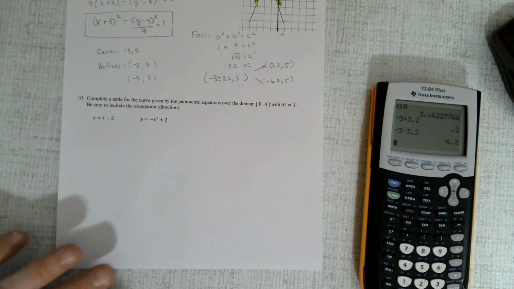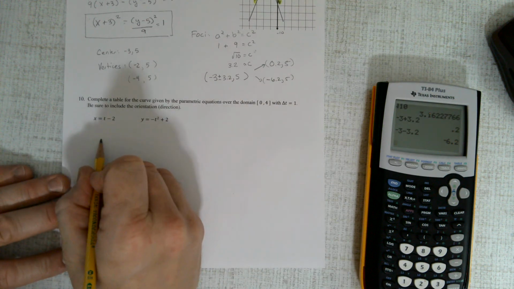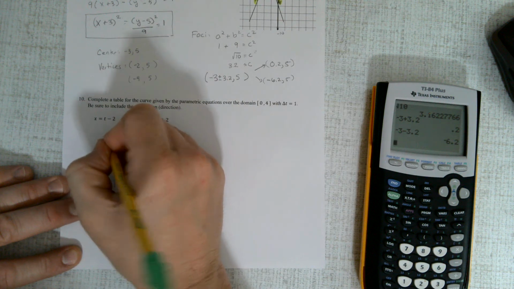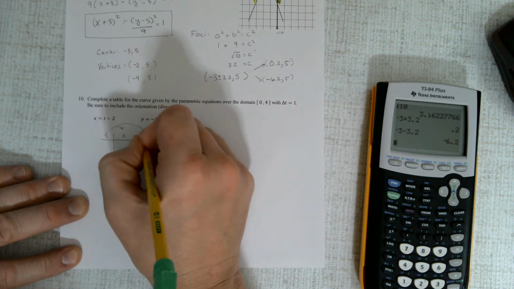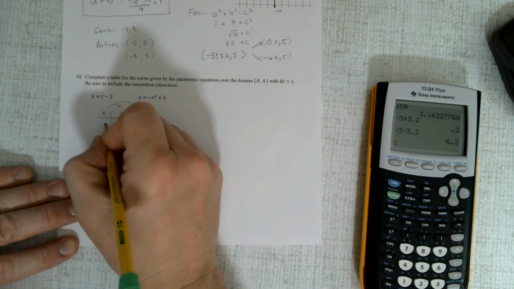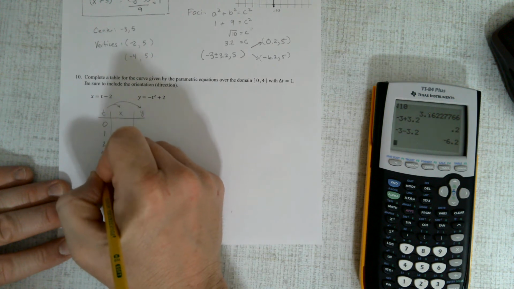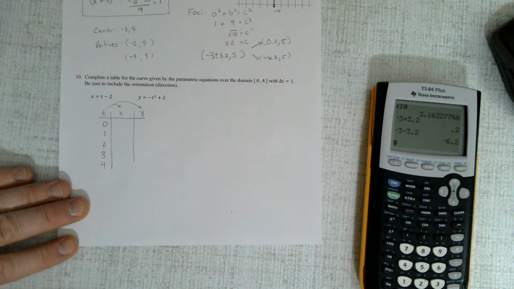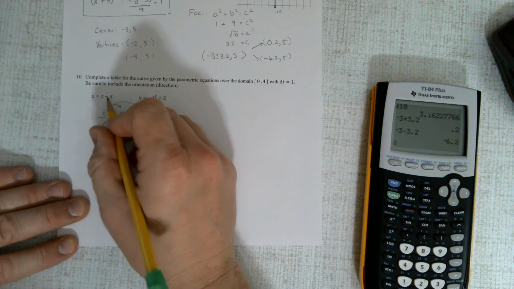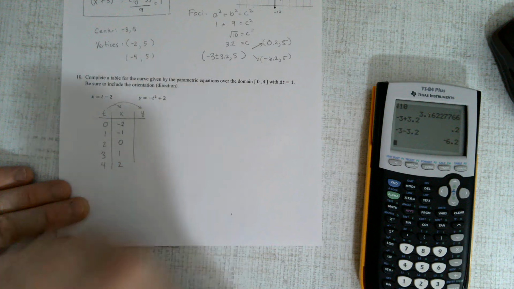Alright, number 10. Complete a table for the curve given by the parametric equations. Well, we've done a lot of parametric equations, and we know that in a parametric equation, the t value influences both the x and the y. So, domain 0 to 4, delta t is 1, so just write 0 to 4. And for the x, I'm going to subtract 2. So 0 minus 2 is negative 2, negative 1, 0, 1, 2.